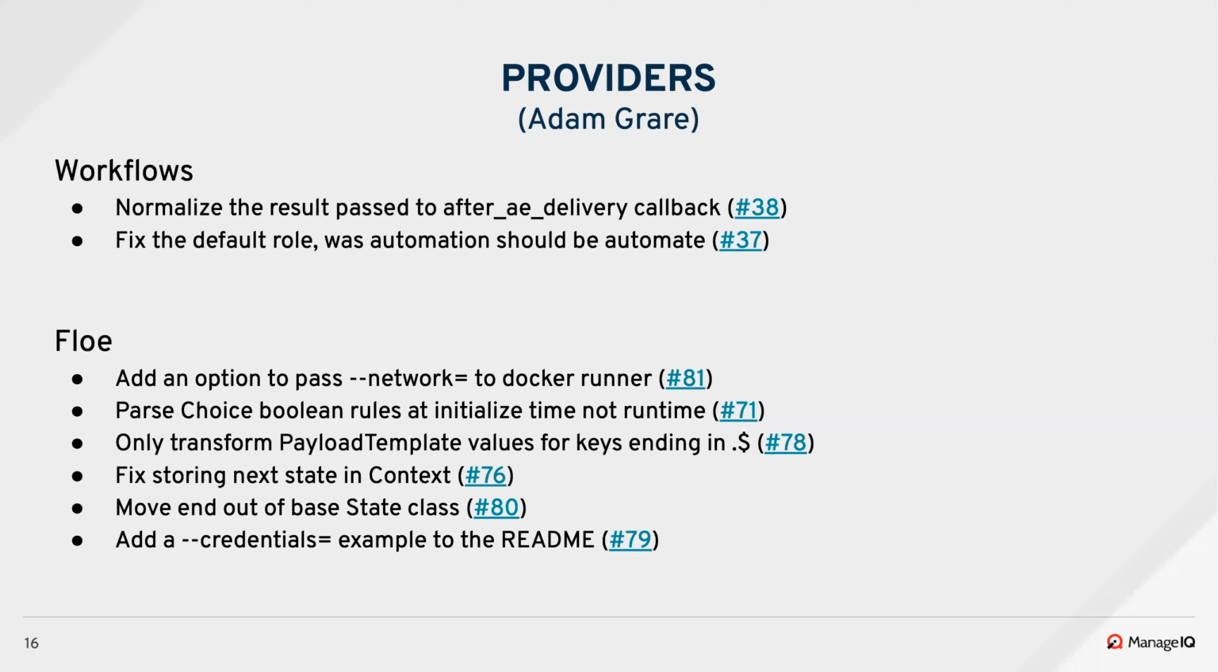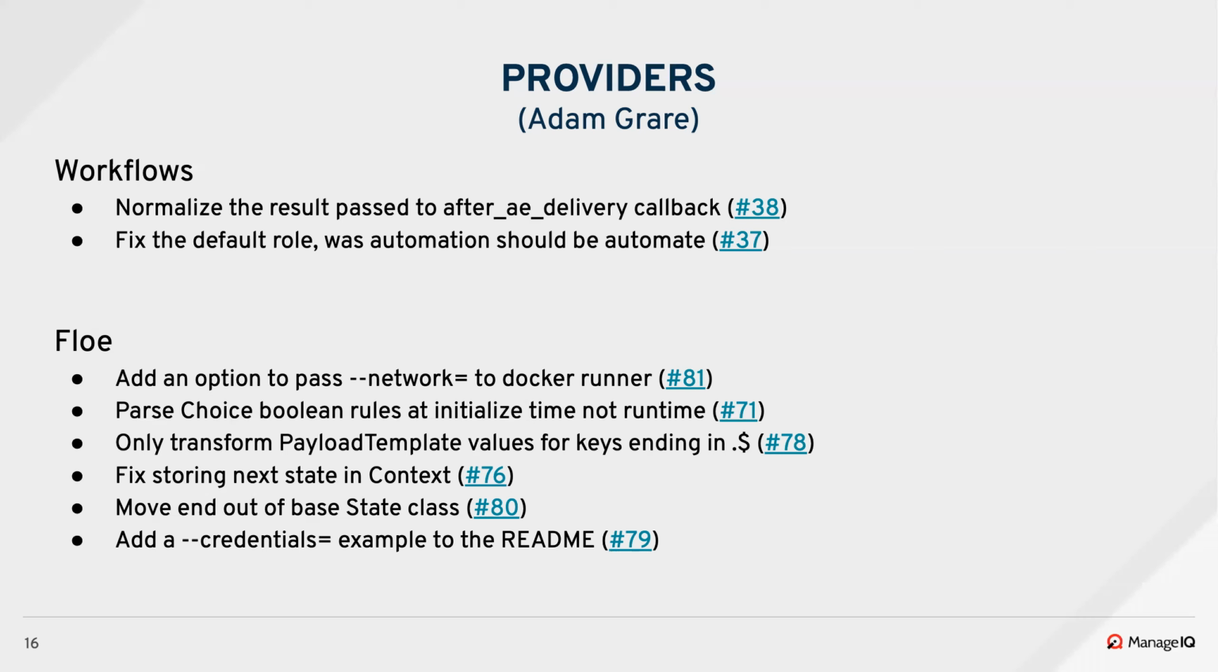For Flow, we added an option to both the Docker and the Podman runners to allow you to pass a network. This is helpful for development if you want to pass network hosts to be able to hit local hosts from your containers without having to provide an IP address every time. Keenan also added a nice change to parse the Boolean choice rules at workflow parse initialize time as opposed to at runtime. This allows us to do earlier validation and not have to build objects at runtime. We can just evaluate them.